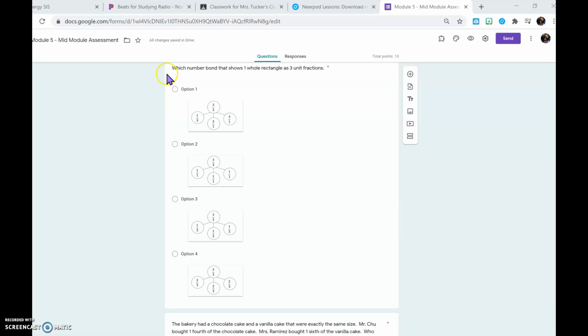Okay, the next one says which number bond shows one whole rectangle as 3 unit fractions. If you look at them, they all have 3/3, which is one whole, in the octopus head. Now you have to think which one is divided into its 3 unit fractions. So you're just picking one.